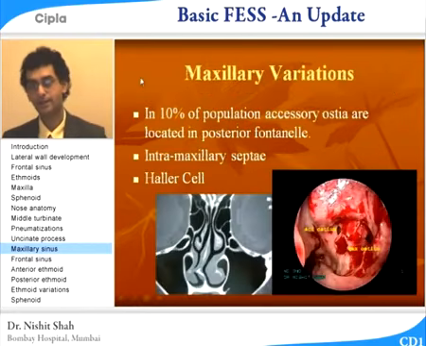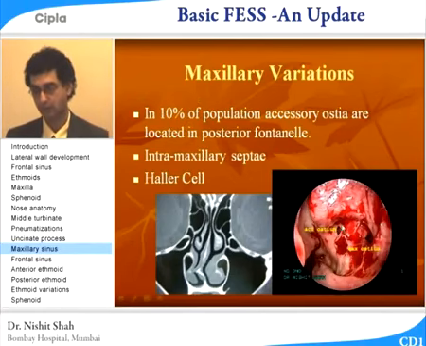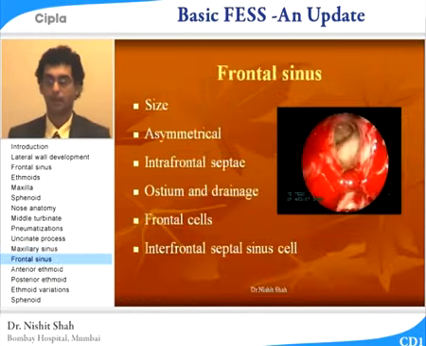The variations of the maxilla, apart from being hypoplastic, is that in about 10% of patients the fontanelle will be deficient of membrane, as you can see in this figure, and the accessory ostium will then appear. Occasionally you can have intramaxillary sinus, and in the CT scan you can see the presence of a Haller cell. This is what is called a Haller cell, which can narrow the opening of the sinus ostium.